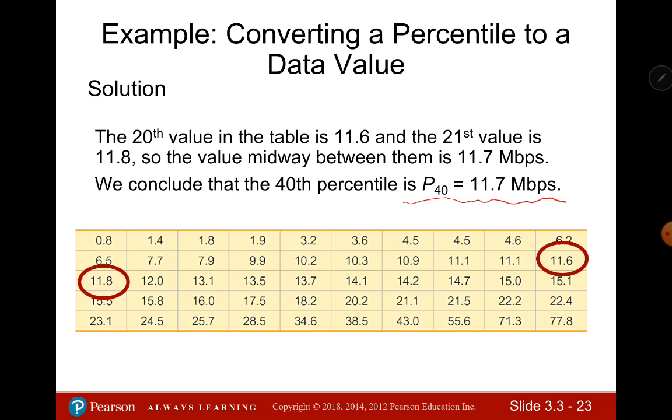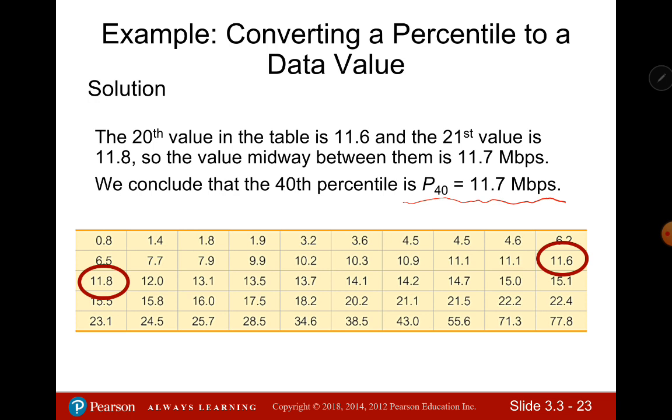Okay? So that's the meaning why, when L is a whole number, we need to check this value and the value right behind it. So in this case, L equals 20. We need to check the 20th, and the one behind it is the 21st. Then get the mean value of these two numbers.